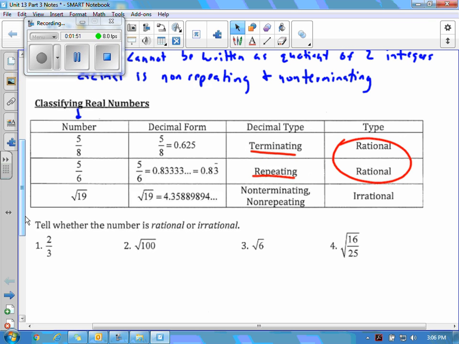Our third example is the square root of 19. When you do the square root of 19, you get this really long decimal, and the dot, dot, dot means it goes on forever. So it's non-terminating, it doesn't end, and it's non-repeating. You don't have the same thing over and over. That's what makes it irrational. So the easiest way to tell for these is when you turn it into a decimal.